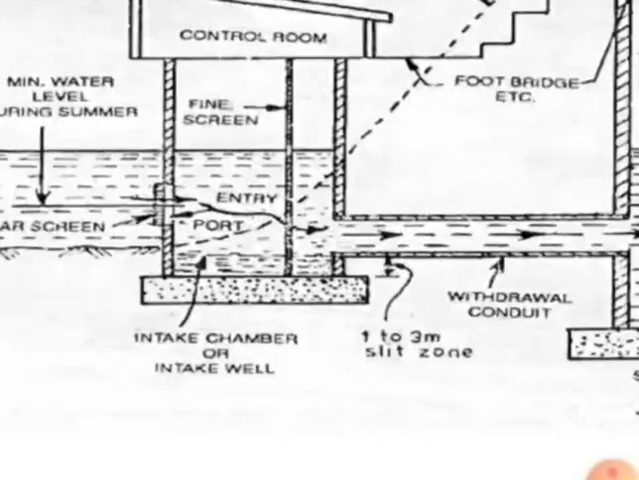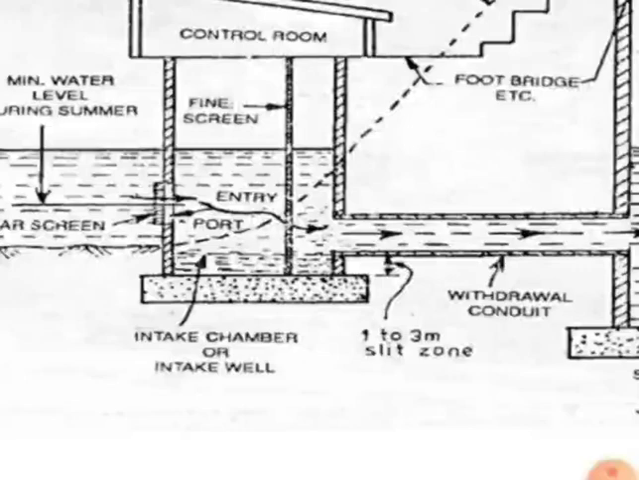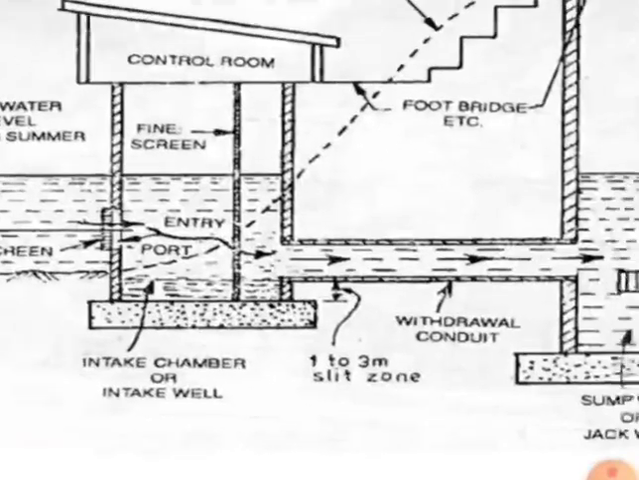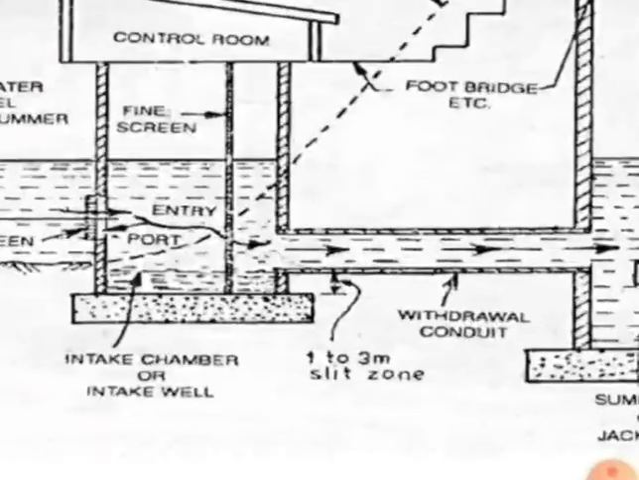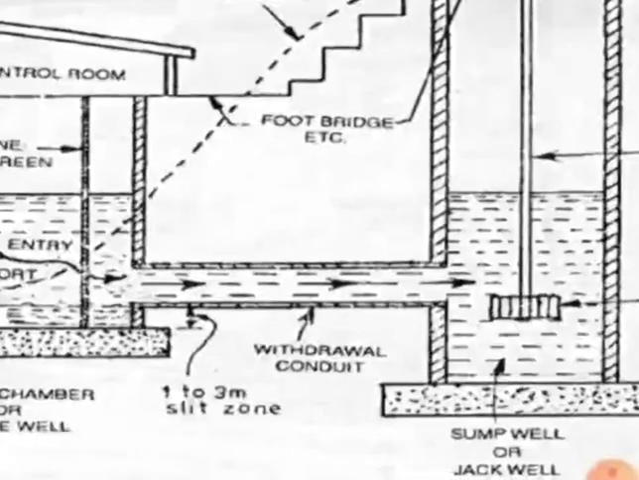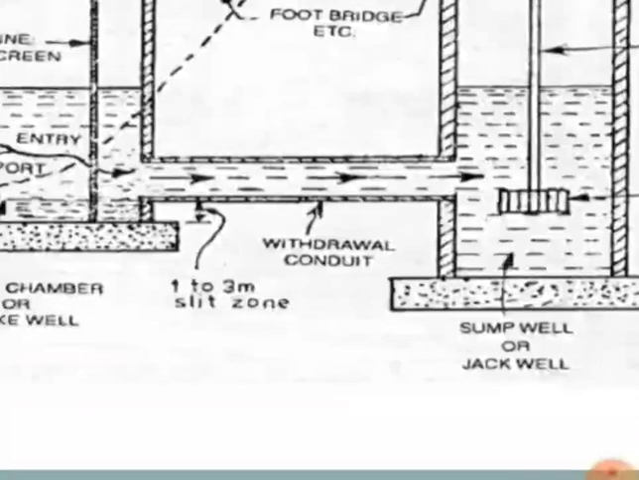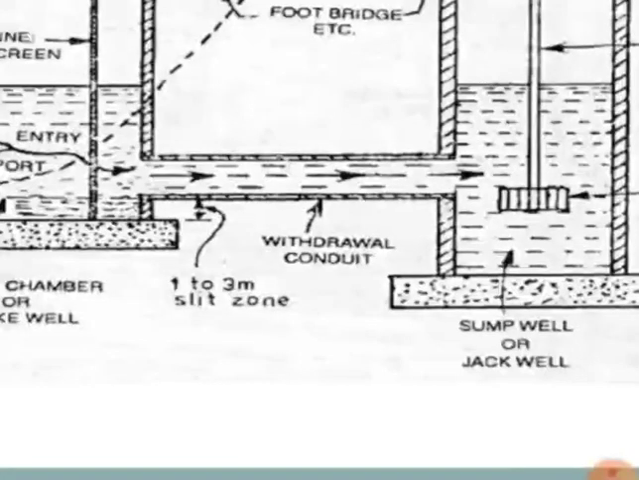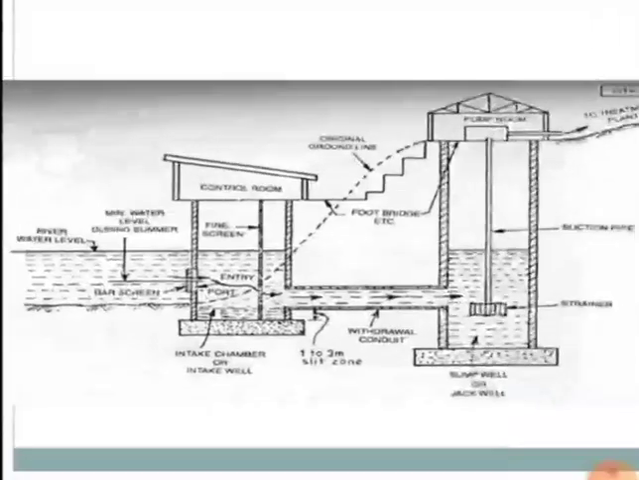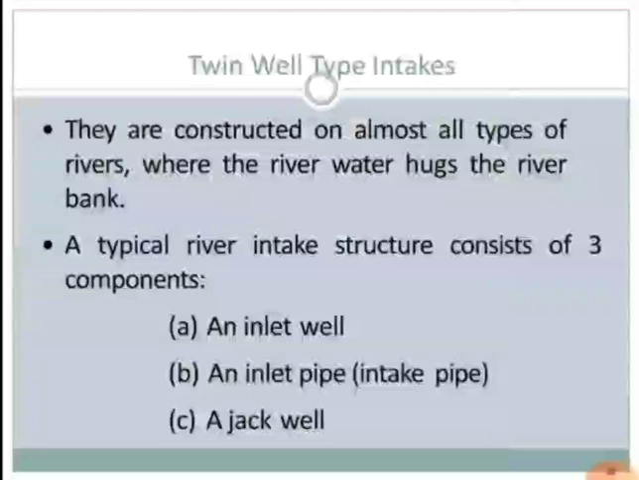This consists mainly of three components, like you see here. It has an inlet well, also called an intake well or an intake chamber, and then you have a conduit, that is called an inlet pipe, and the third part we have is a sump well or a jack well. So here this is the twin well type of river intake.